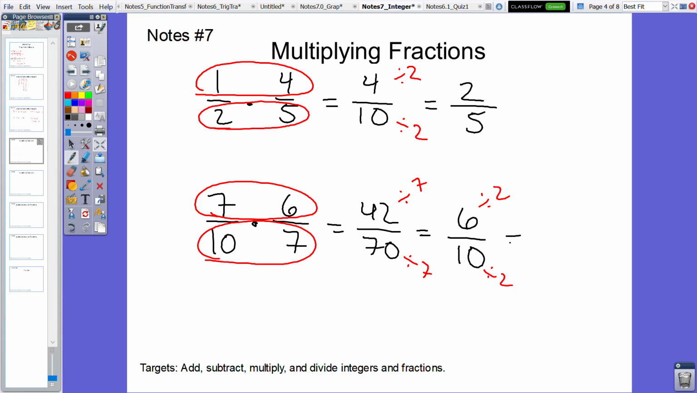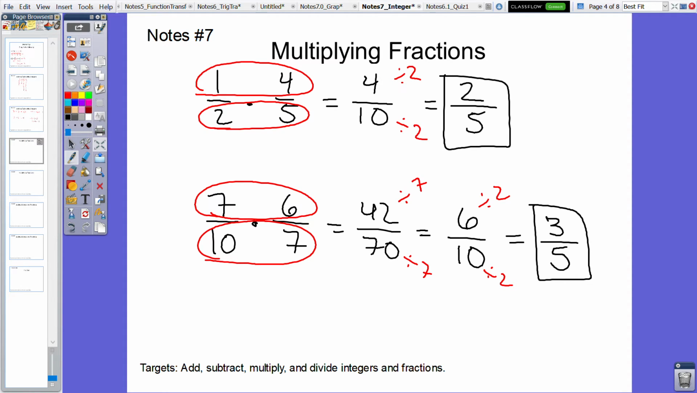Because they're both even. So 6 divided by 2 is 3, and 10 divided by 2 is 5. So 7/10 times 6/7 will result in 3/5 as my resulting fraction.